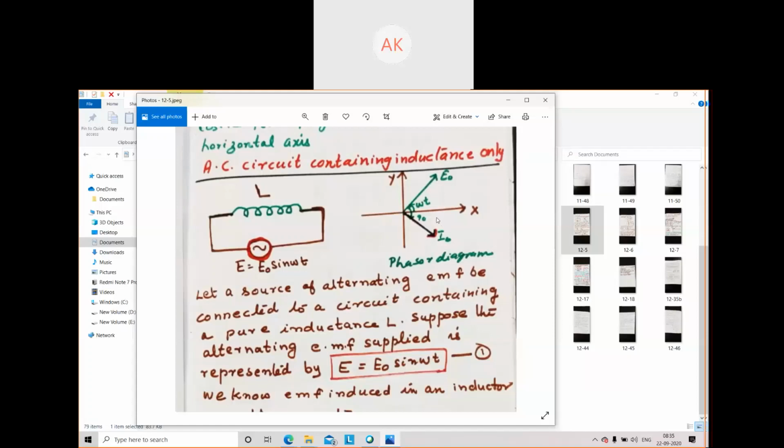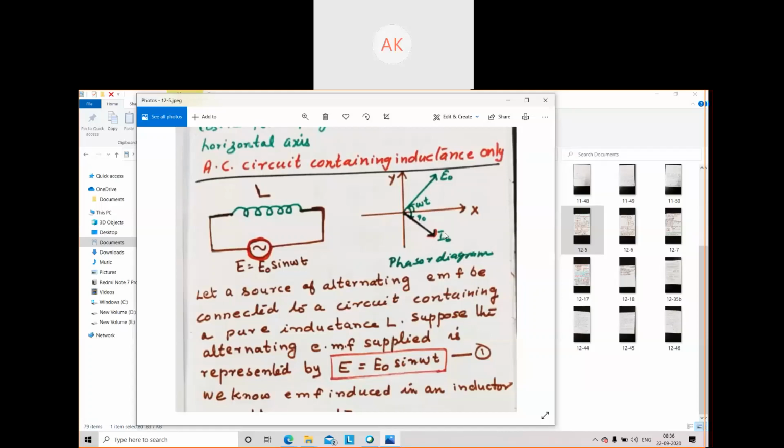But that happens in a capacitor. In the case of an inductor, the current is lagging. So we have to rotate it through 90 degree, not anti-clockwise but clockwise direction. Anti-clockwise direction is considered as positive and clockwise direction is taken as negative. So we have to rotate the current vector through 90 degree from the E0 vector in clockwise direction and draw that vector I0. And we know I0 magnitude is less than E0.